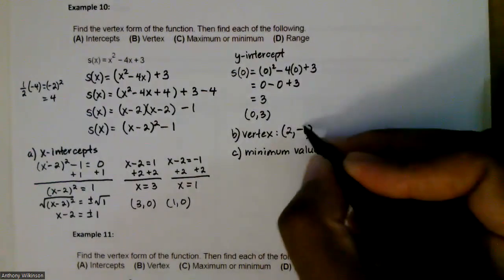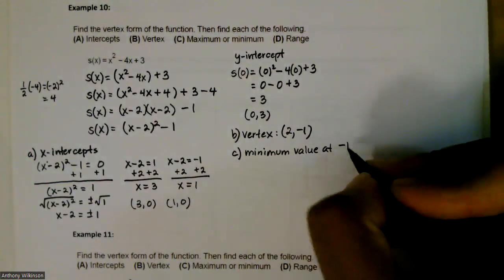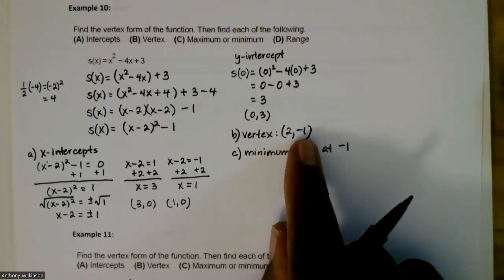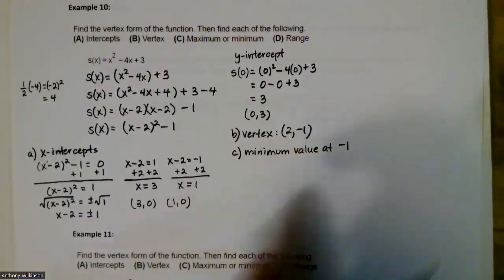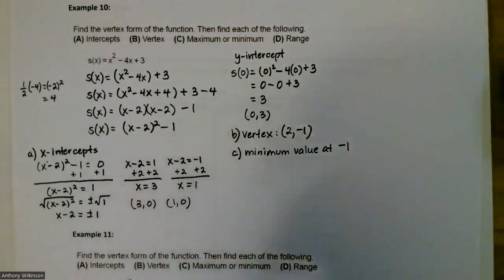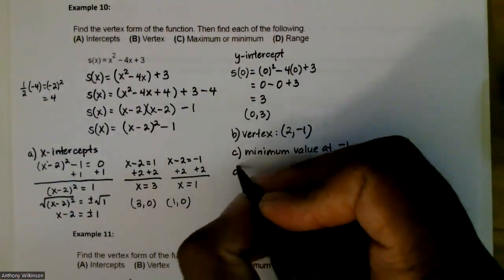I look at the y-coordinate there, negative 1. So the minimum y value is going to be at -1. And I can look at the vertex here and look at that y coordinate. That would be your minimum value there, because the vertex is the lowest point in this case if it's opening upward, which it is. Part D is finding the range.